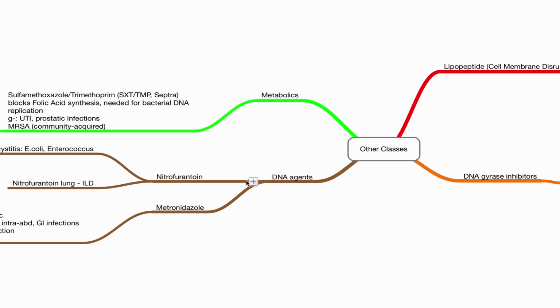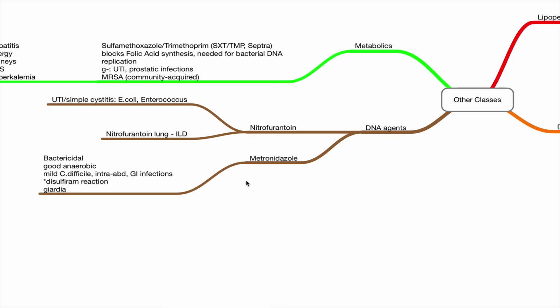Moving on, here are agents that sort of disrupt bacterial DNA. Number one, we have nitrofurantoin, and this is really just used for UTIs, lower UTIs, and simple cystitis. It does cover common organisms such as E. coli and Enterococcus, but the use is limited to simple UTIs. And a side effect to know is that specifically nitrofurantoin can cause nitrofurantoin lung, which is a specific type of interstitial lung disease. So that should be on your differential for ILD.